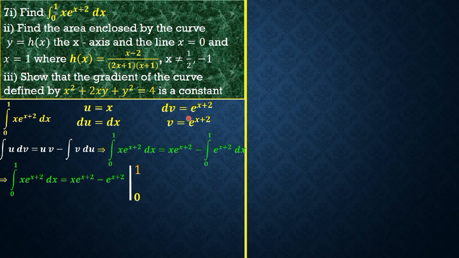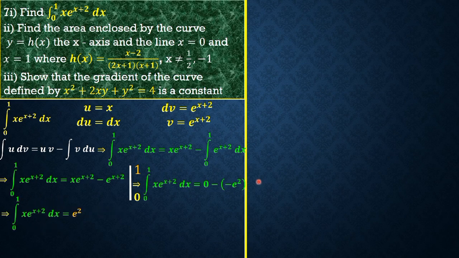Plugging in the upper limit, we are going to have 0, because 1 for x means we are going to have e cubed minus e cubed, which is simply 0. Then minus the lower limit, which is plugging in 0. This first term is out. x here is 0, so we are going to have negative e squared. Negative negative gives us positive, so we have an answer of just e squared.